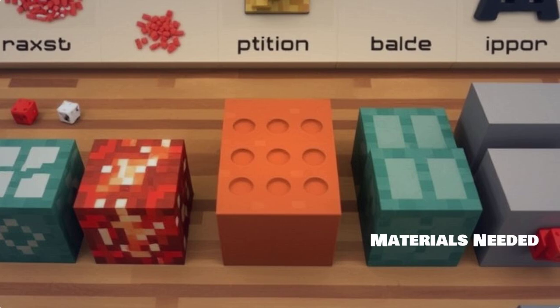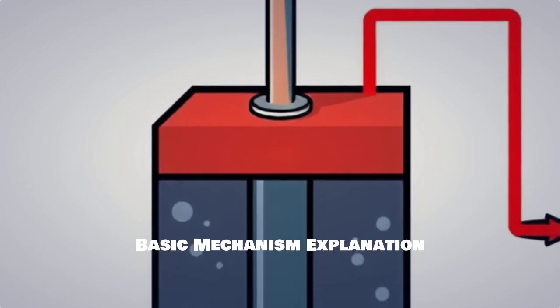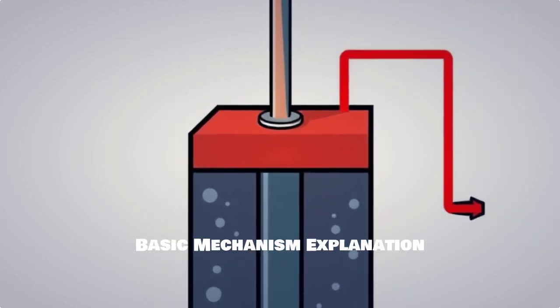Gather redstone dust, sticky pistons, blocks of your choice, and some buttons or levers. First, let's understand how redstone works. Redstone can create a current that powers mechanisms like pistons. When powered, pistons can push or pull blocks, allowing for vertical movement.